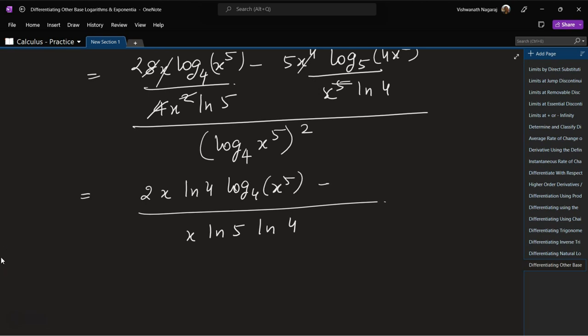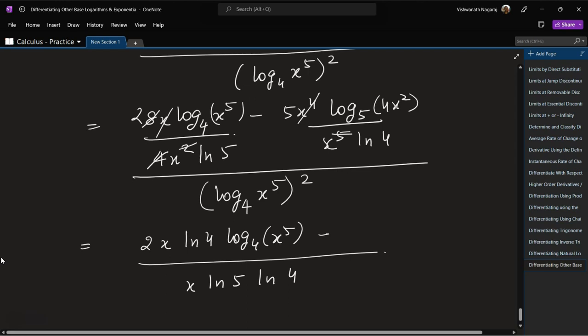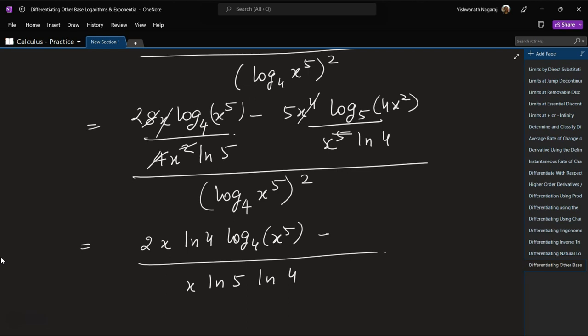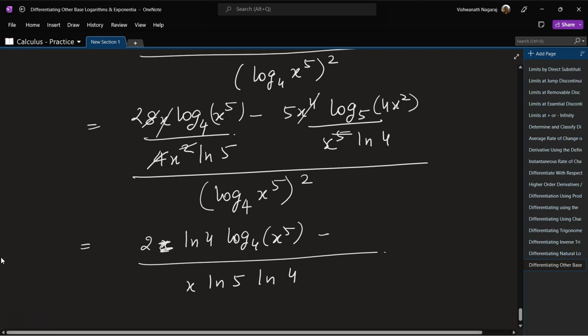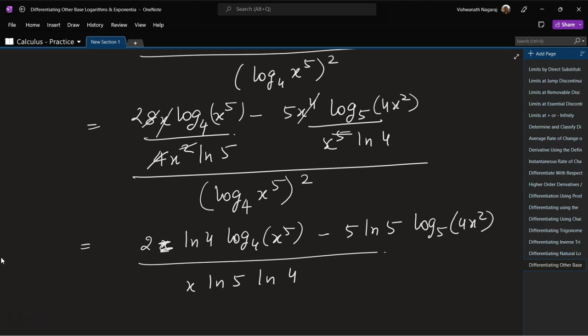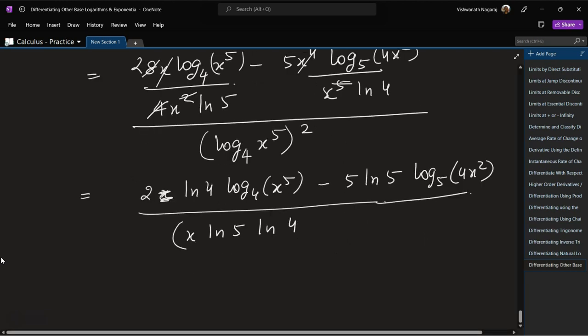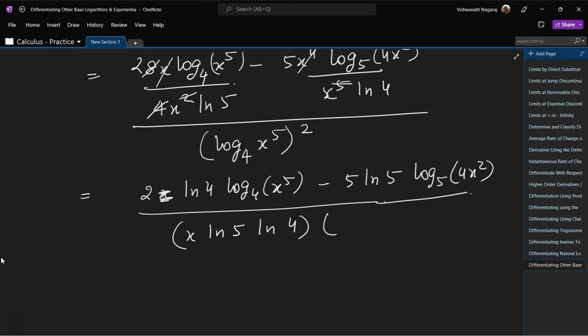Okay, minus, actually x is already there here, so we don't have to multiply it, so this is not required. Okay, and here it will be 5 natural log of 5 log to the base 5 of 4x², right? And the denominator of this entire thing, that we can put it here, log to the base 4 of x⁵ squared.